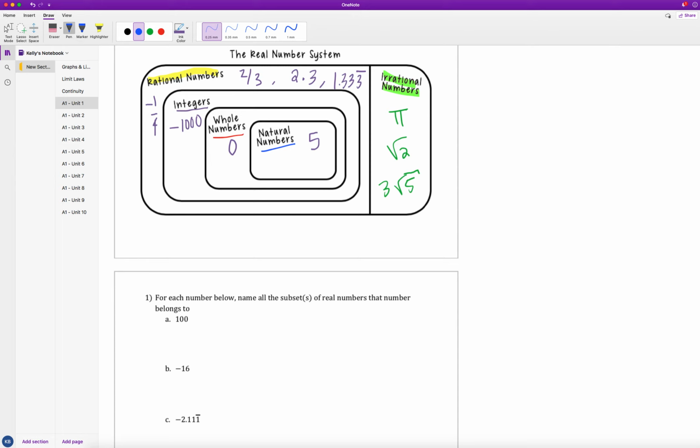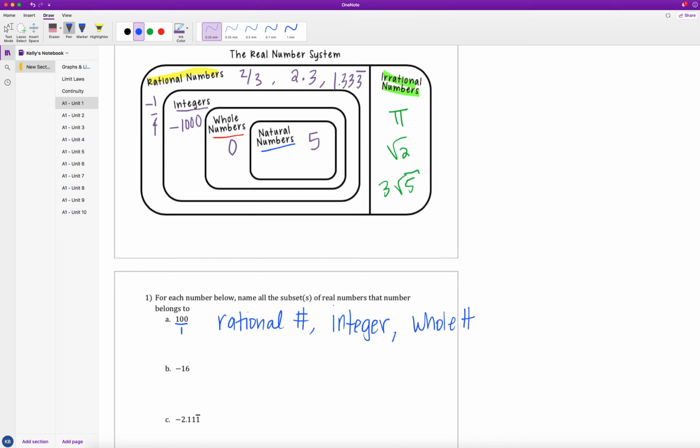Since I could write 100 as 100 over 1, written as a fraction, 100 is a rational number. Now that I know it's a rational number, I want to look inside of the rational number box. The next thing it could be is an integer. 100 is an integer because I'm writing it as 100 over 1, so it's one of our counting numbers. So it is also an integer. The next thing it could be is a whole number. So 100 is a whole number since it's positive.